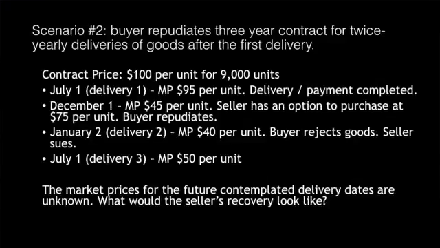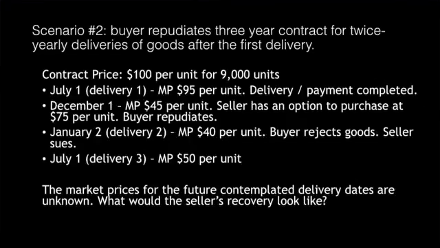Suppose a middleman agrees to supply 9,000 units of goods to a buyer in 6 regular installments on July 1st and on January 2nd of every year for 3 years at $100 per unit. At the time of the first scheduled delivery, which is July 1st, the market price for the goods was $95 per unit. At that time, the seller delivered 1,500 units. But by December 1st, the price plummeted to $45 per unit. The buyer repudiated on that date.